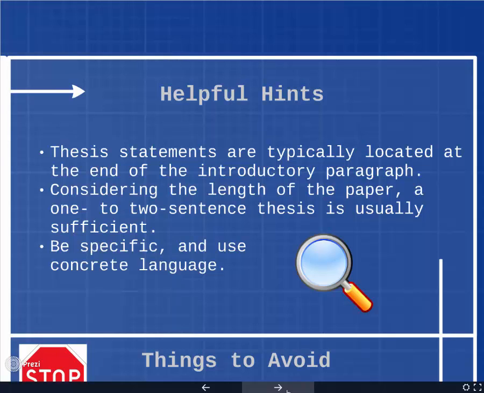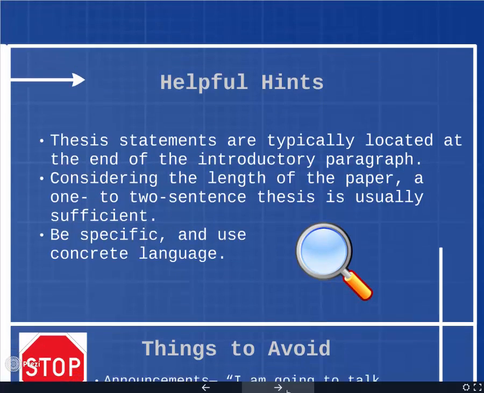For instance, you wouldn't want to state a question as your thesis statement because this is totally not concrete. You're the one conveying information to the student, and I would really recommend to avoid asking any questions in your thesis statement unless you're willing to answer them immediately after stating the question.